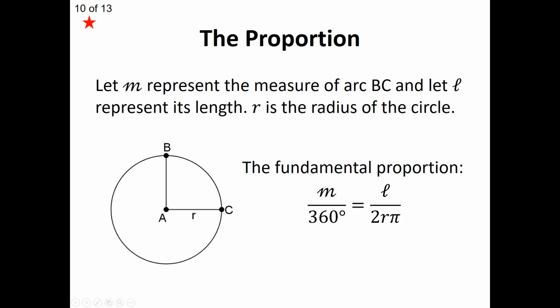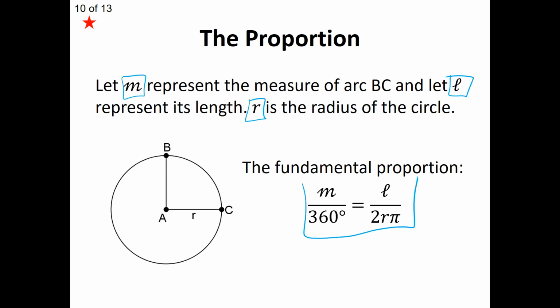Now, let me introduce you to the proportion. This is the fundamental proportion that links the measure of our arc to the length of the arc. The one other thing that is needed to relate the measure to its length is the radius of the circle. So if you notice in the first two statements above, we have three variables. We have the measure, which is represented with M. We have the length, which is represented with this script L. And then we have R, which we saw in our first lesson, where R is simply the length of the radius. Now, all three of those together go into this fundamental proportion at the bottom here.